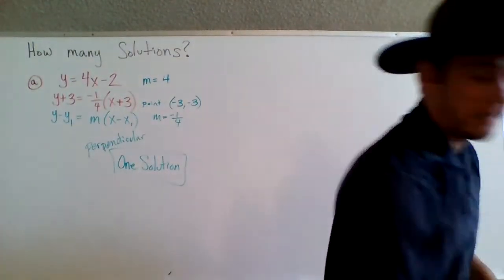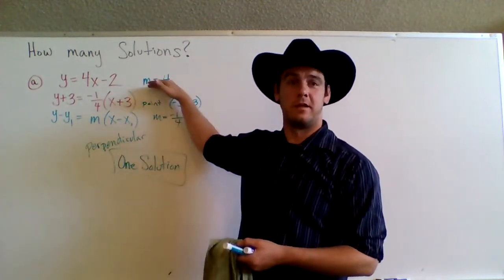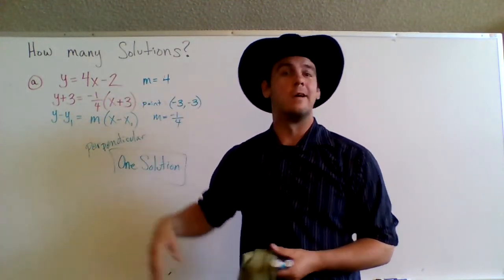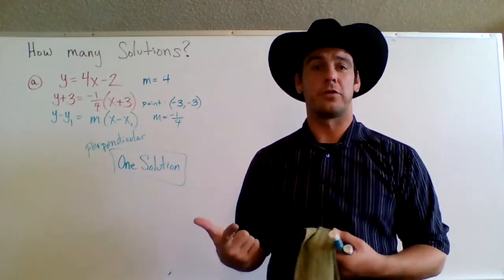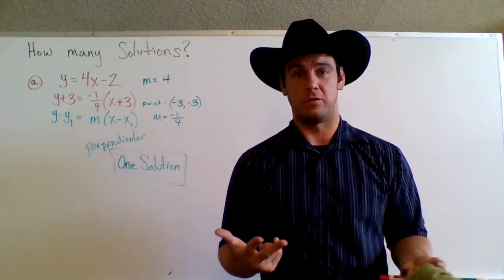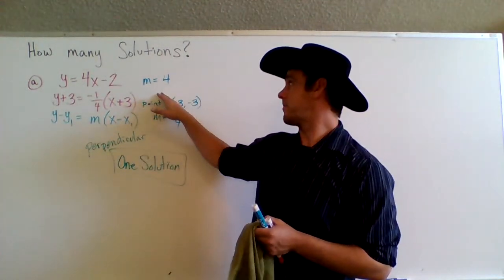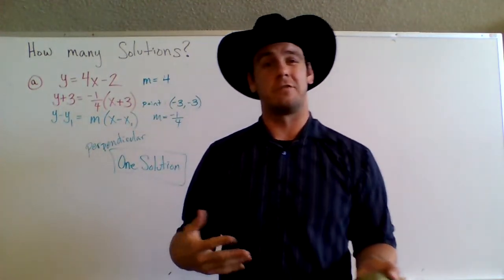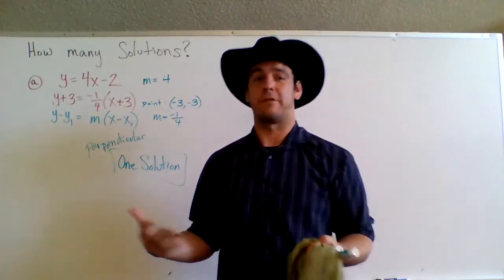Now, if you have two linear equations, like y equals mx plus b or point-slope form, it's either going to be one solution, no solution, or many solutions. Just understand that no solution and many solutions are always going to have parallel slopes. Basically you're going to have the same exact slope.